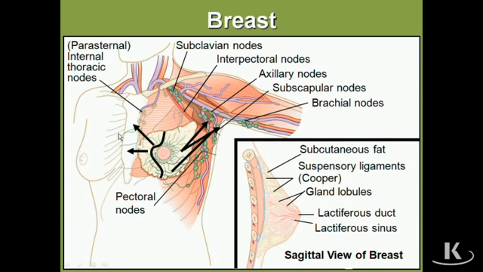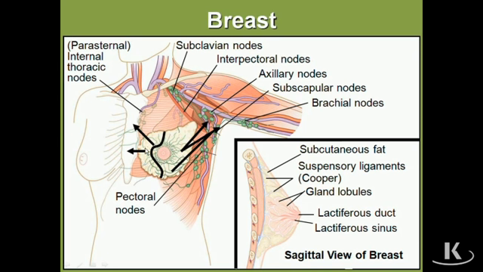And the important point is that the parasternal nodes on the right side and the parasternal nodes on the left side communicate with one another by way of lymphatic channels that cross the midline. And as a result of that, we have a direct, continuous lymphatic pathway that goes from the medial portion of one breast to the medial portion of the other breast by way of the lymphatic channels that are crossing the midline.